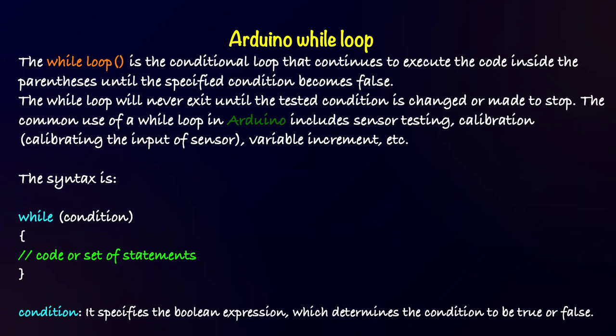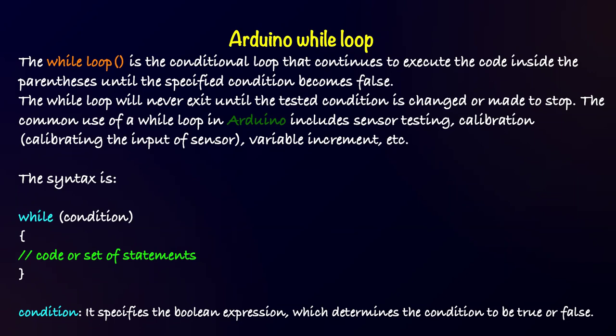As you can see, the while loop is a conditional loop that continues to execute the code inside the parentheses, that is, the brackets, until the specified condition becomes false. Of course, every code when you run runs on the basis of some conditions, right? Until and unless the condition becomes false, the code will keep running. So the code is running.